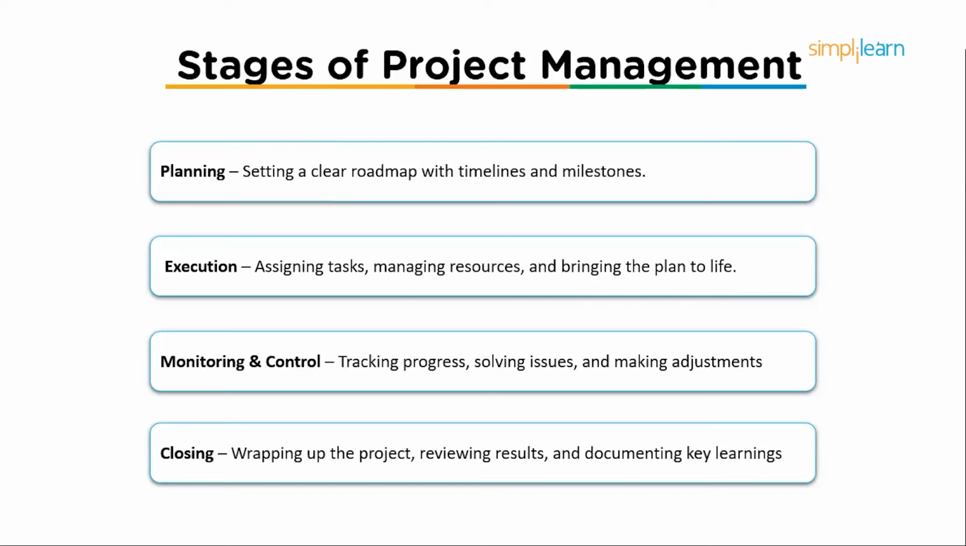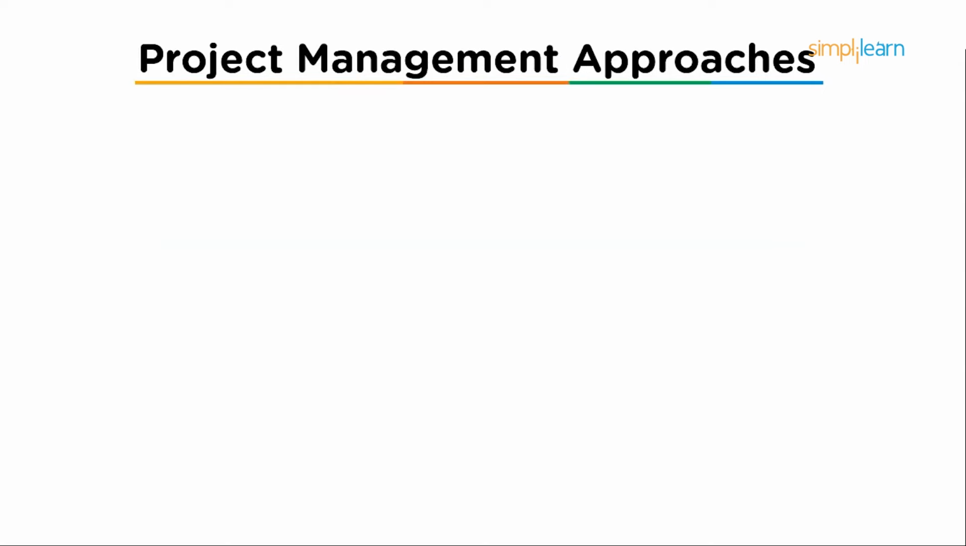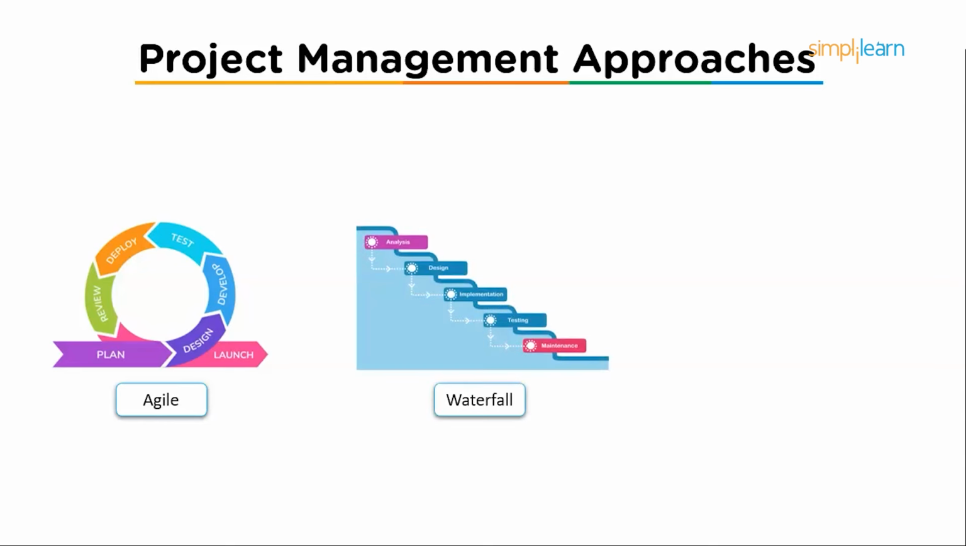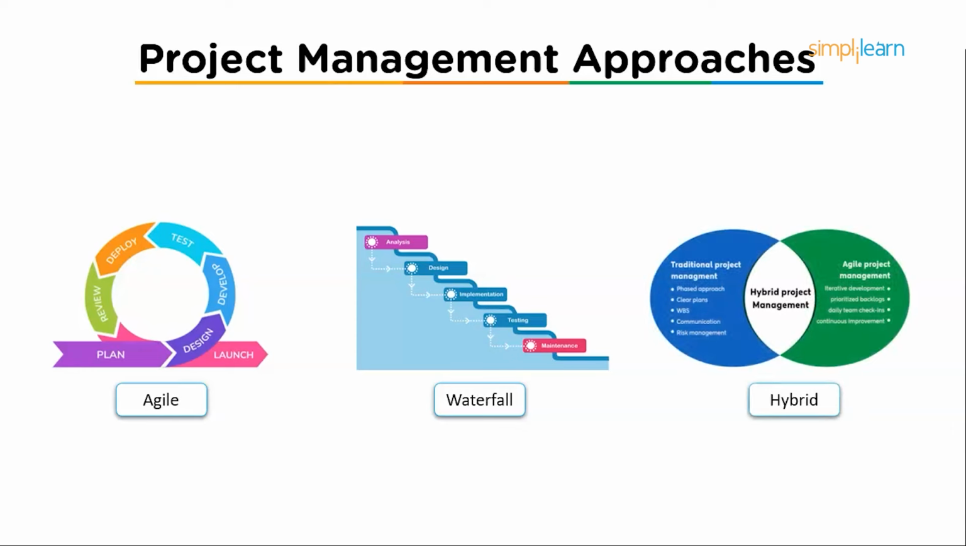So, moving on, we have some project management approaches. The first one is agile. It delivers work in small, iterative cycles, allowing flexibility and continuous improvement. The second one is waterfall, a structured step by step approach where each phase is completed before moving to the next one. Moving to the third one, we have hybrid. It combines both agile and waterfall to create a customized approach based on the project needs. So each method has its strengths. Choosing the right one depends on the project's complexity, team, and goals.